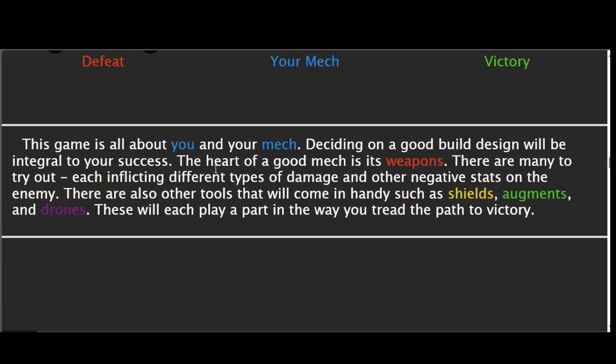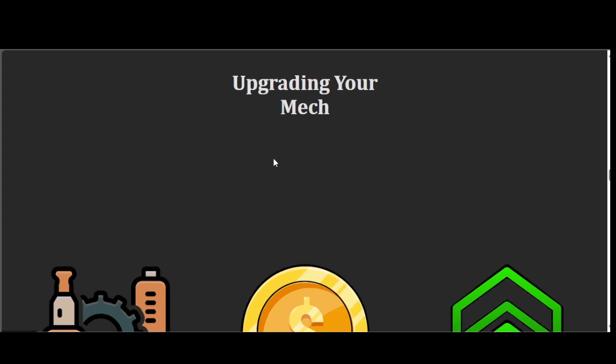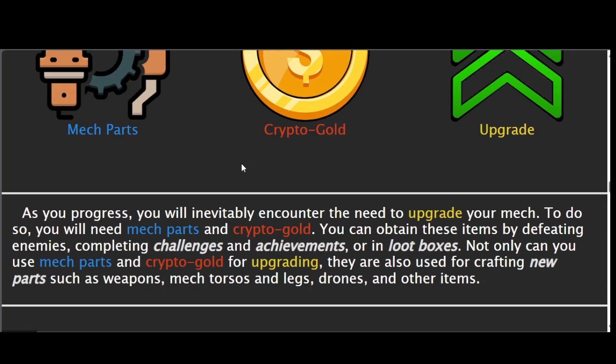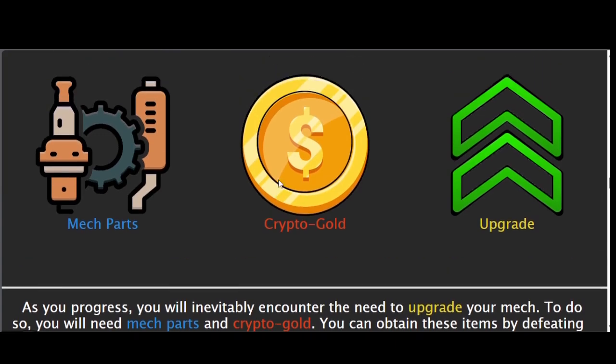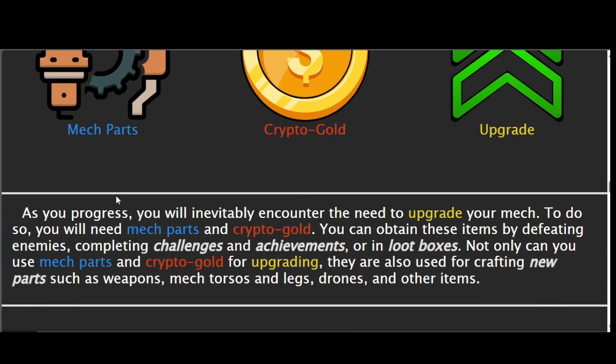So it's saying that the heart of the game is focused on mechs and the design and upgrading of mechs. So that's what that's about. And then it's talking about upgrades, so you have to use mech parts and an in-game currency I'm calling crypto gold for now. But yeah, so you need mech parts and crypto gold to upgrade your mech.